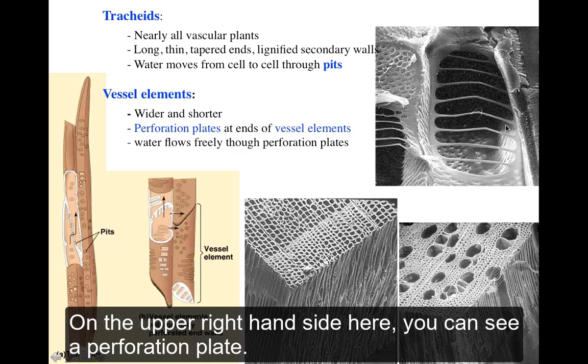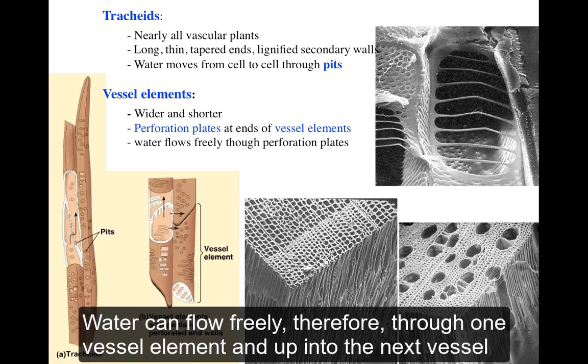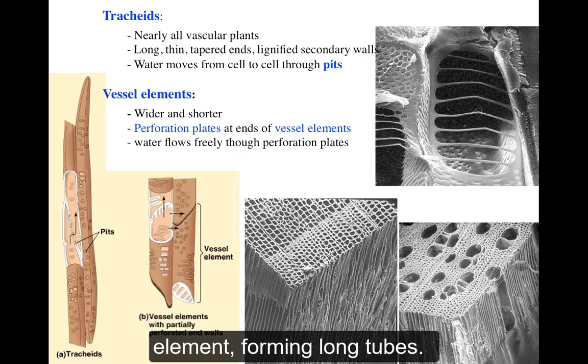On the upper right-hand side here, you can see a perforation plate, and you can see how much of the wall structure of the cells degraded. Water can flow freely, therefore, through one vessel element and up into the next vessel element, forming long tubes.